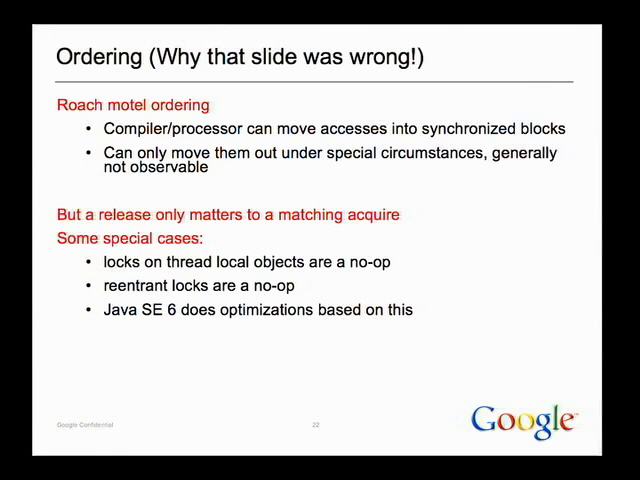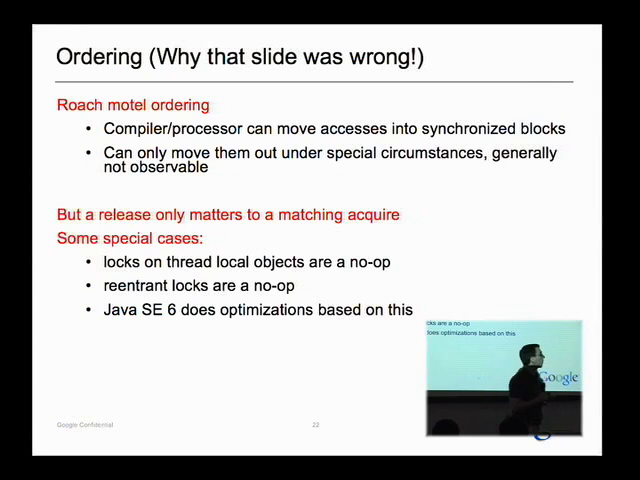The other thing to remember is that a release only matters to a matching acquire. I mentioned before an unlock followed by a subsequent lock on the same variable. But in some cases, there may not be subsequent locks on the same variable, and your compiler might be able to detect that. For example, in Java, a lot of times you have a lock on a thread local object. And a lock on a thread local object doesn't do anything because there's no matching acquire in a separate thread, because you're only locking or unlocking it in one thread. So there are compiler optimizations built into this in Java SDK 6.